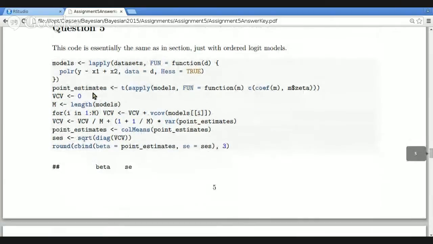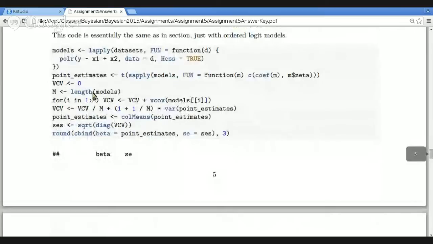And you can proceed to estimate a quote unquote substantive model on that. In this case, the substantive model is asserted to be Y is a function of X1 and X2. Since Y is ordinal, it'd be reasonable to estimate an ordered logit model.